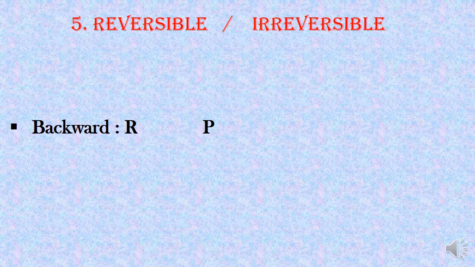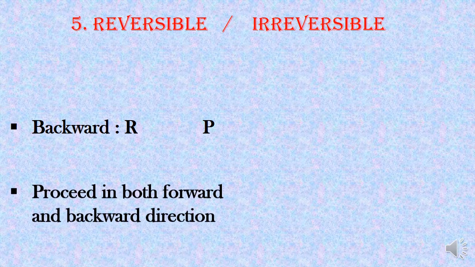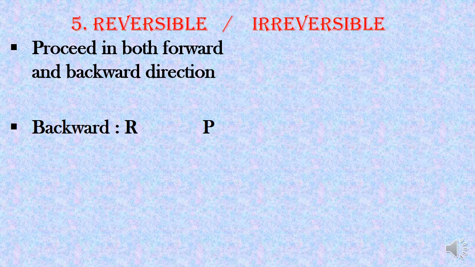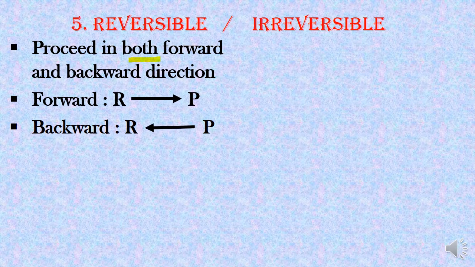Number 5, reversible or irreversible. In a reversible reaction, the reaction proceeds in both the forward and the backward direction. In the forward reaction, the reactants are converted into the products, and in the backward reaction, the products are again converted back into the reactants. It is represented by a double-headed arrow like this.